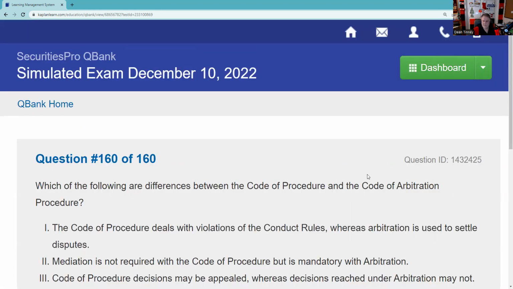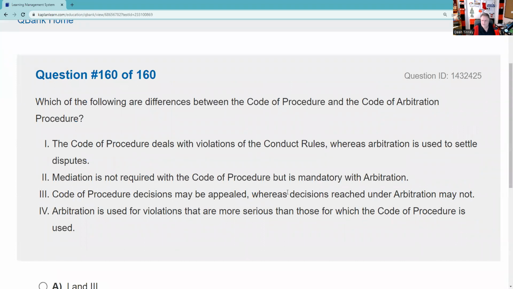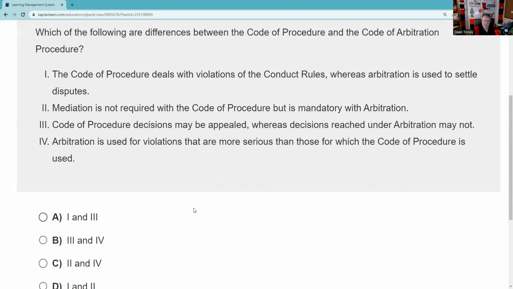Woohoo, our last one. Which are the following differences? So 1, the Code of Procedure deals with violation of the conduct rules, whereas arbitration is used to settle civil disputes. That is indeed true. Mediation is not required with the Code of Procedures, but it's mandatory with arbitration. No, usually mediation is based on the state. There are some states that require mediation before arbitration. 2 is not true. Code of Procedure decisions may be appealed. That is true. Whereas decisions under arbitration may not. Yeah, arbitration is final and binding. So that is true. So 1 and 3. Arbitration for violations are more serious? No. So it is 1 and 3.